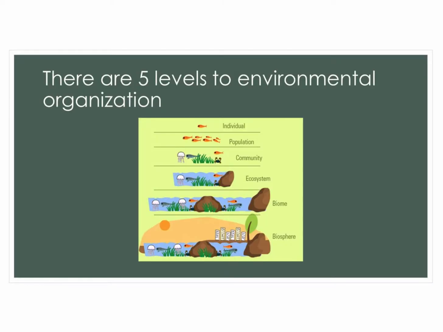There are 6 levels of environmental organization. You have the individual or the organism, which is just one living thing. You have population, which is a group. You have community, which is all of the living things in an ecosystem. Then you have ecosystem and biome and biosphere. Let's take a closer look.